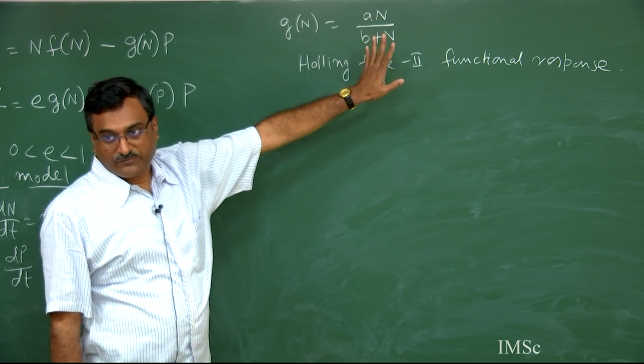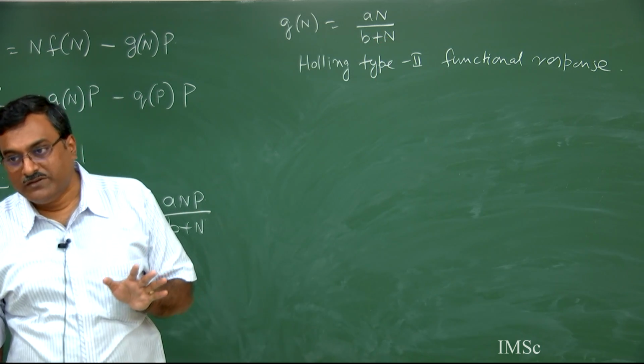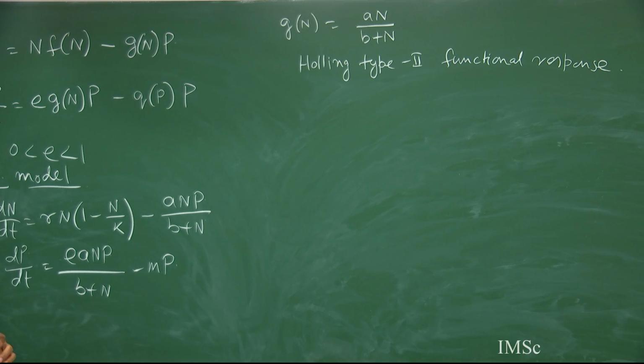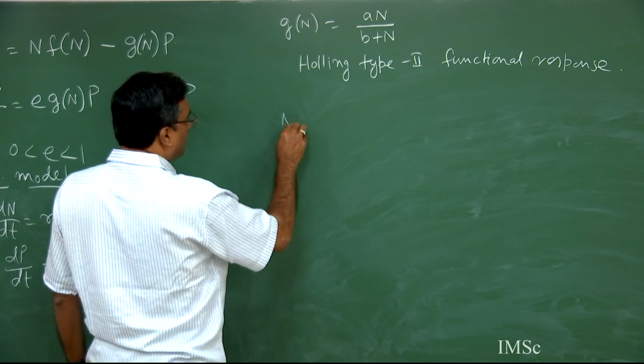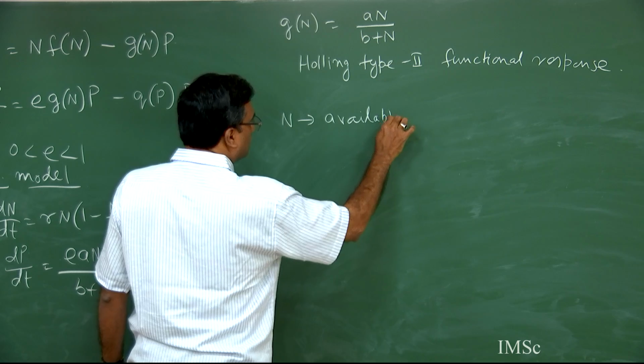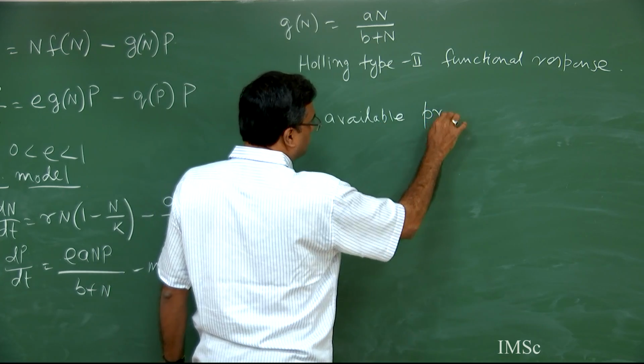It can be derived. So in order to derive this functional response, first of all we need to define 4 different quantities. Number 1, n is the available prey.